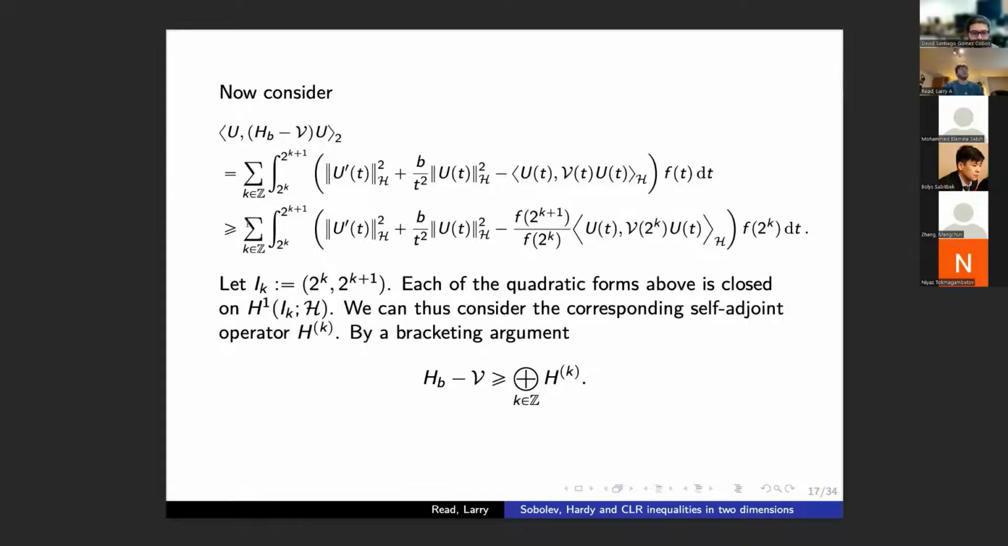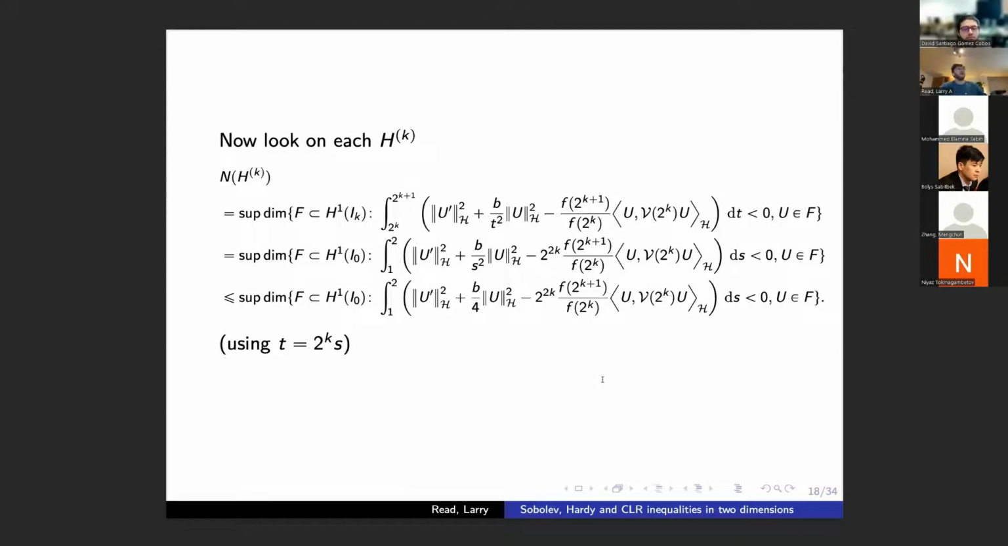We've already increased the number of negative eigenvalues by making it smaller. And now we're doing that again with this bracketing argument from before. So now we have a sequence of operators H_k, and we're going to estimate the number of negative eigenvalues for each of these operators. So again, just using our variational formula here, we have the following. Then what we do is we just make a change of variables here. And what we pick up is an extra factor of 2^{2k} here.